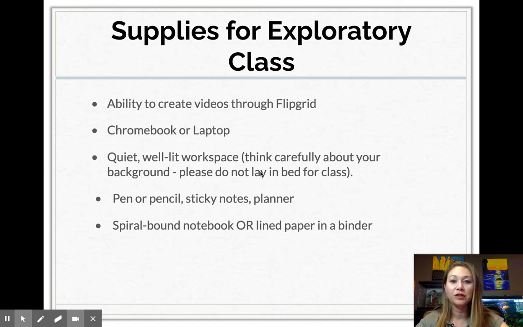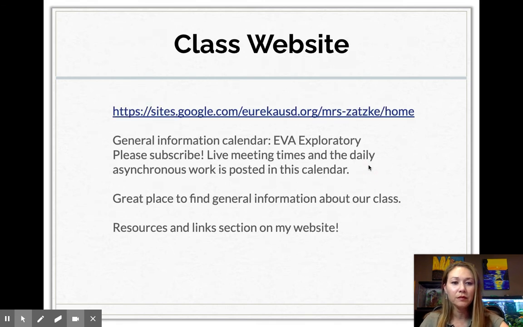And same rules as for the other. If you could just think about your background, please don't lay in bed for class or for recording any videos for the class as homework. A pen or pencil is always helpful. Sticky notes, a planner so you can write down what it is that you're supposed to do that day, and a spiral bound notebook or lined paper just on hand if you need it to take notes.